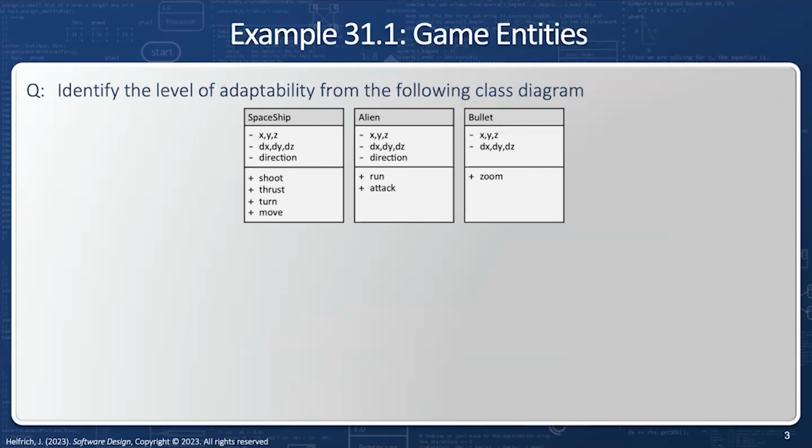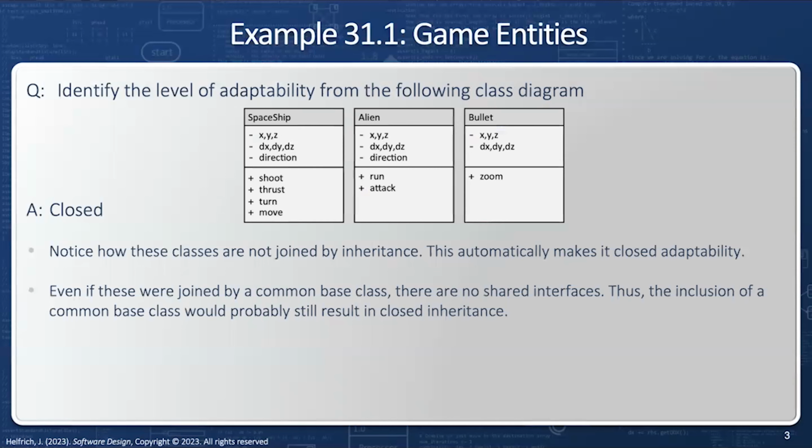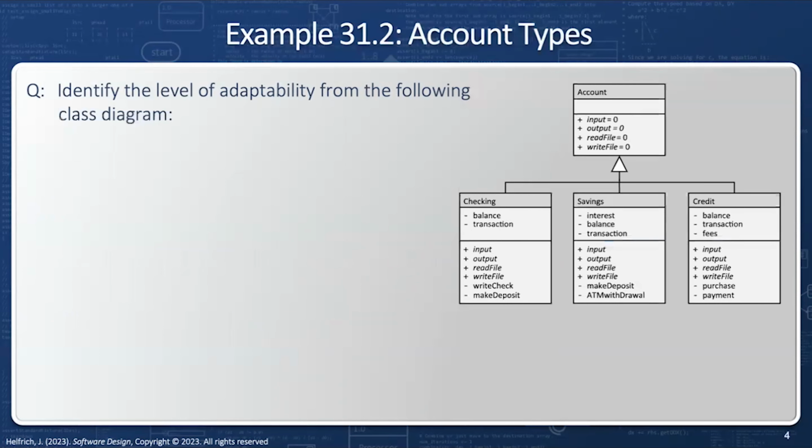First of all, I have a video game, and this is going to have three different game entities: a spaceship, an alien, and a bullet. What's the level of adaptability of this? Observe that there is no base class, and therefore there is no inheritance, and therefore no provision has been made for adaptability. So this is going to be closed by definition. Now, if I have to add a new entity like a missile or a different type of bad guy or whatever, then I'm going to have to duplicate the functionality that already exists or do a bunch of refactoring. So I really haven't made any allocation for this kind of change. So it's closed.